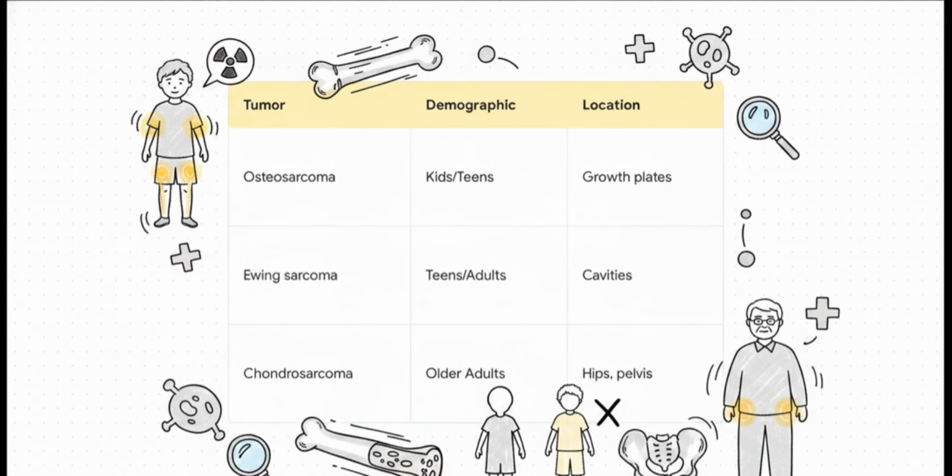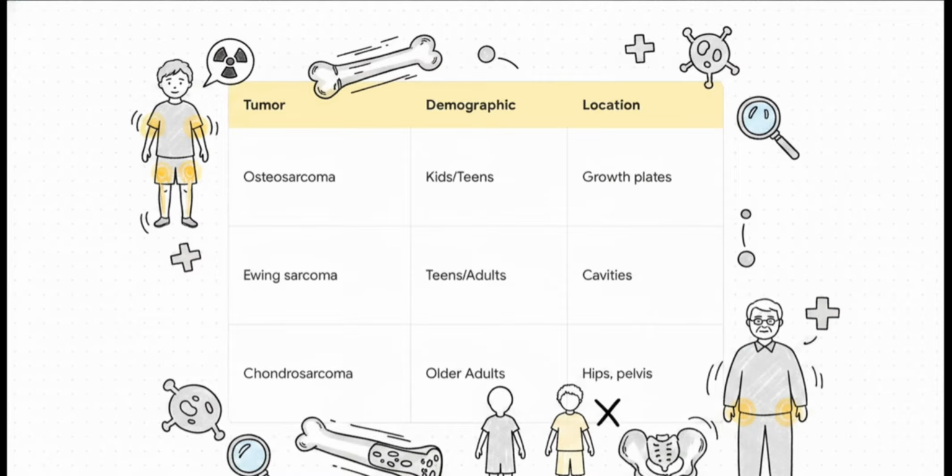Now, when primary bone cancer does occur, it generally falls into one of three main buckets. First up is osteosarcoma. This affects kids and teens, mostly around rapidly growing areas like the knee or the shoulder. And interestingly, it's been linked to high doses of radiation from previous treatments. Second is the Ewing sarcoma family of tumors, or ESFTs. These tend to strike adolescents and young adults right in the medullary cavities. That's where your bone marrow is produced.